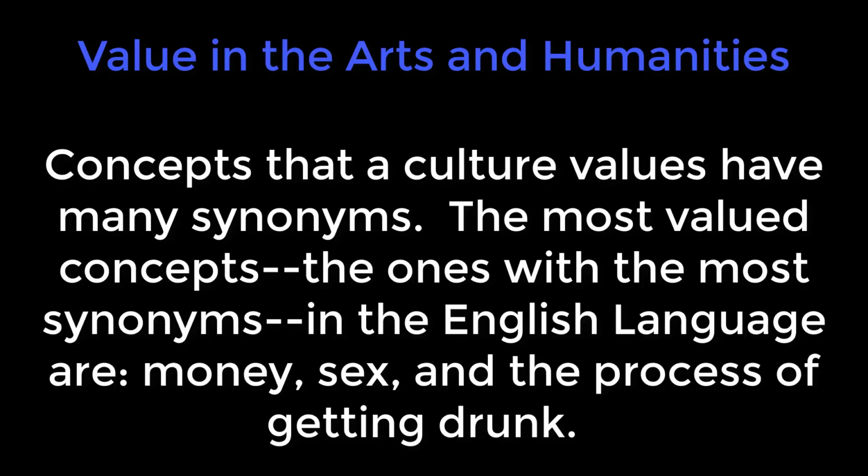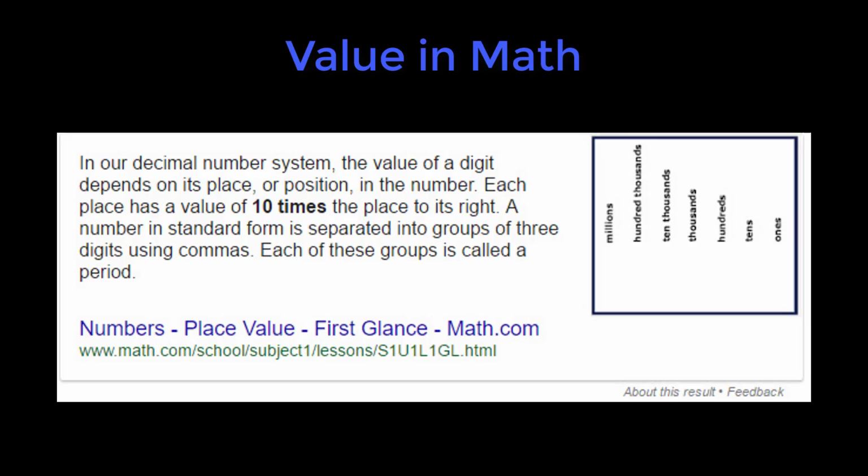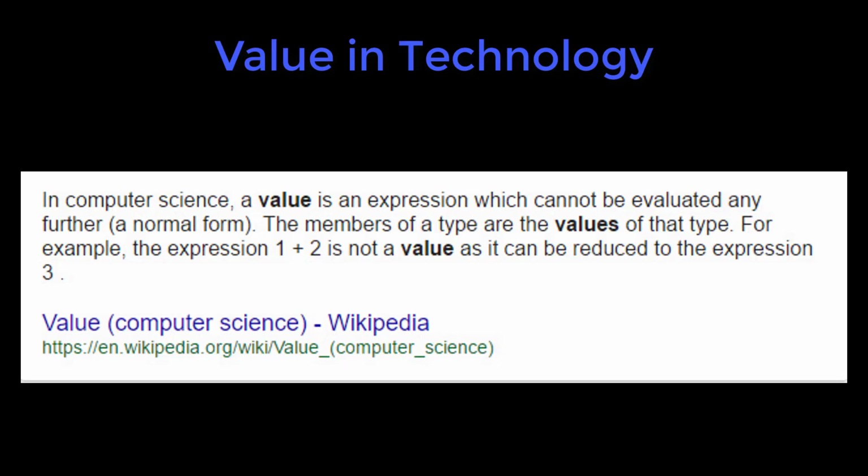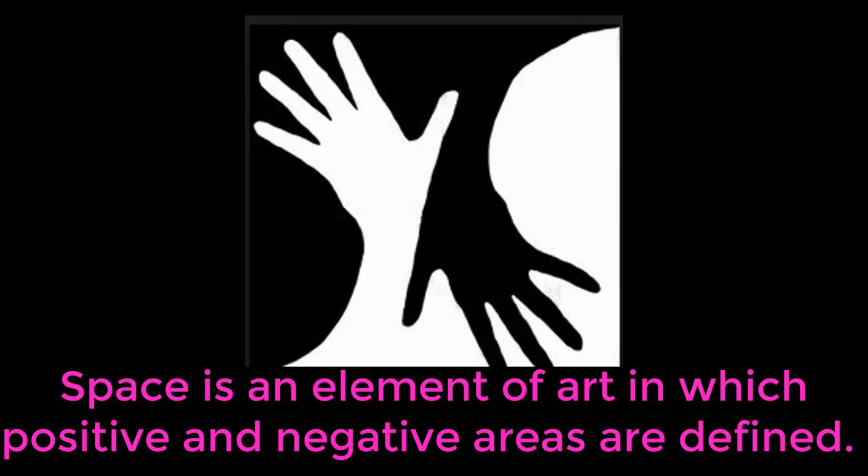Synonyms can sometimes express value in cultures. Value in math is dependent on its place within the number. In science, acids and bases can be expressed by value. In computer science, a value is an expression that cannot be reduced further.